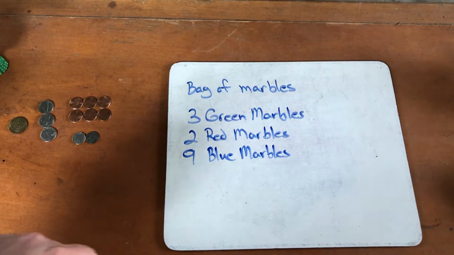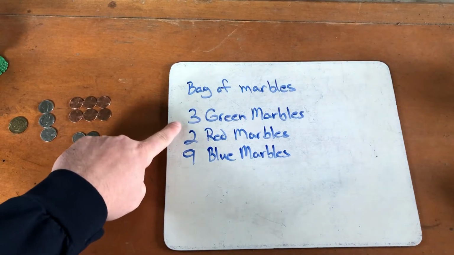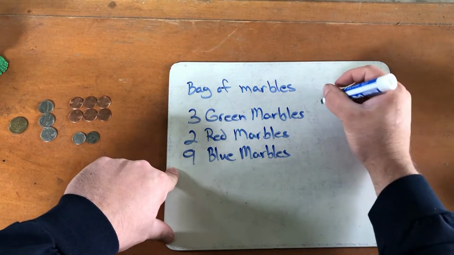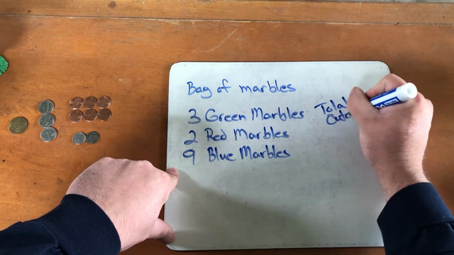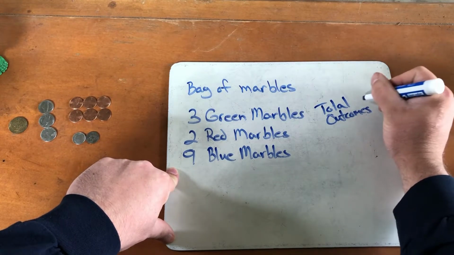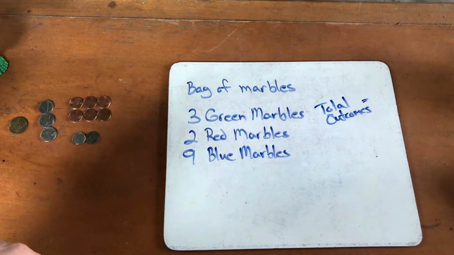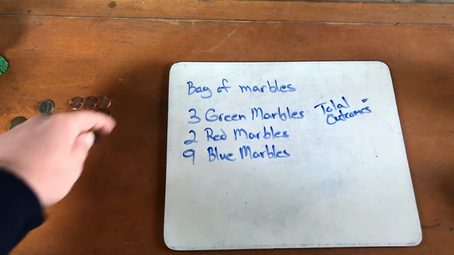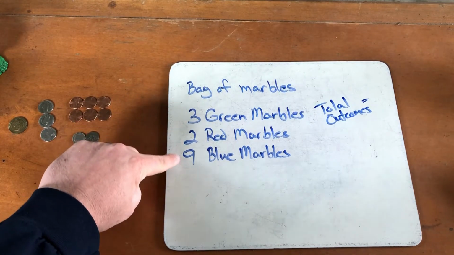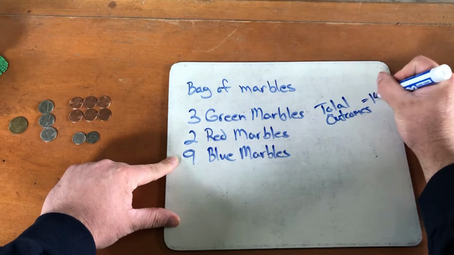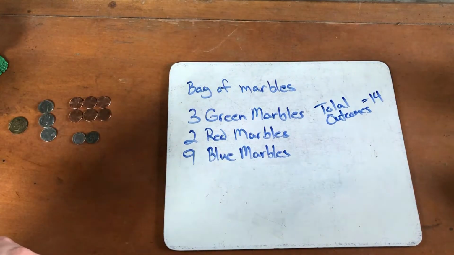Now, when I look at this, the thing I need to know is the total outcomes. If I go ahead and figure out the total outcomes, I can figure out what the denominator of my proportion is going to be. 3 plus 2 is 5. 5 plus 9 is 14. So our total number of outcomes is 14.